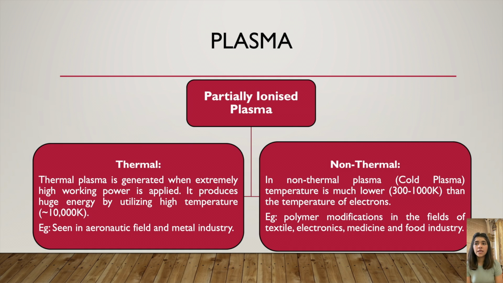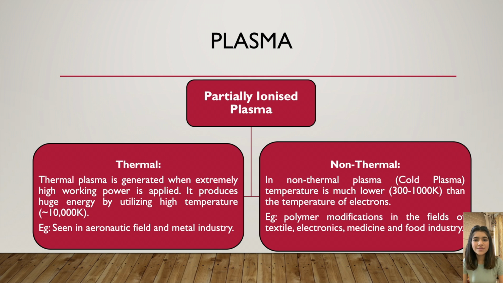Now we will study about plasma. Plasma is of two types, thermal and non-thermal. Thermal plasma is generated when extremely high working power is applied. It produces huge energy by utilizing high temperature.